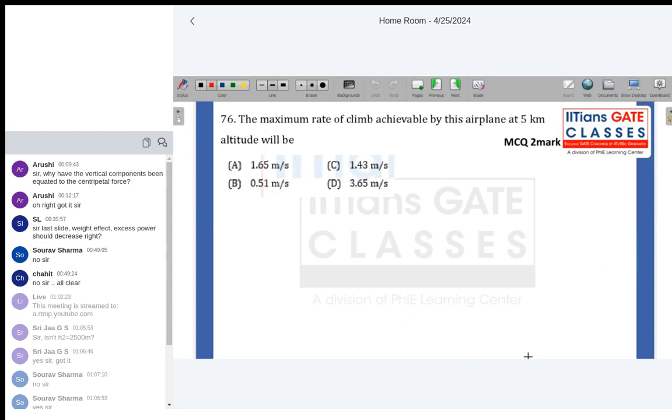I'll give a minute. Please try to solve it. Otherwise, I'll solve it. Anybody coming with an idea how to solve this problem?